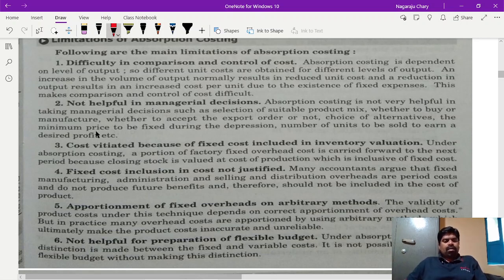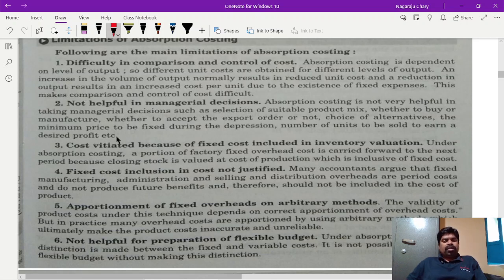Next, not helpful in managerial decisions. Absorption costing is not very helpful in taking managerial decisions, such as selection of suitable product mix, whether to buy or manufacture, whether to accept the export order or not, choice of alternatives, the minimum price to be fixed during depression, number of units to be sold to earn a desired profit, etc.